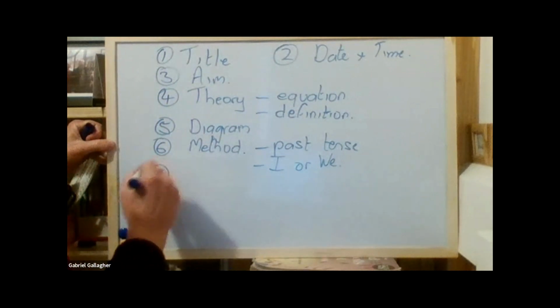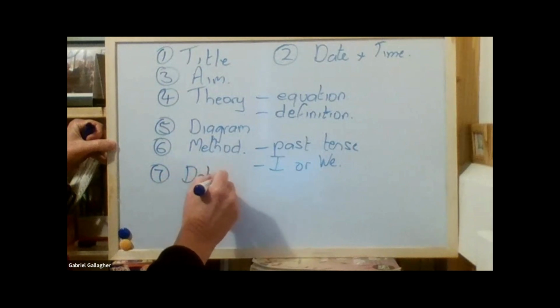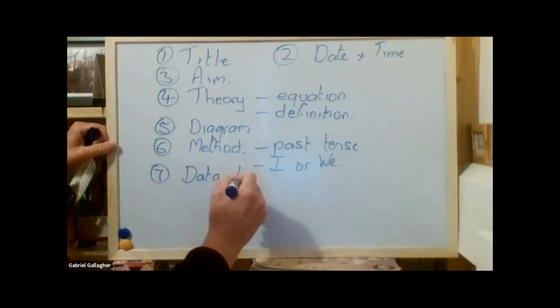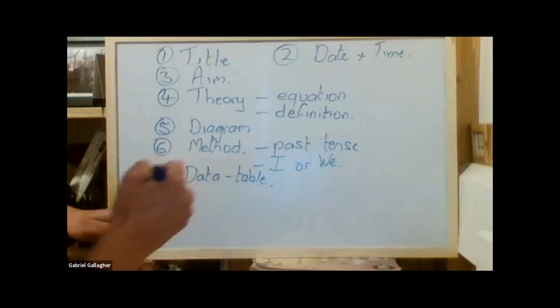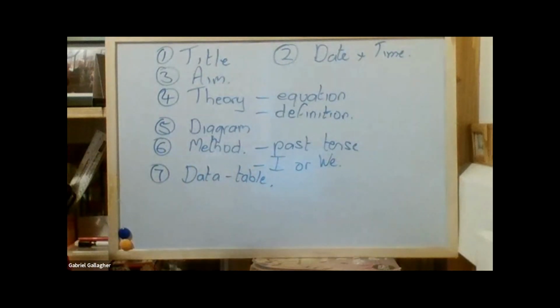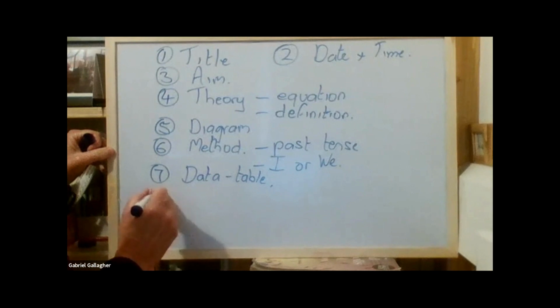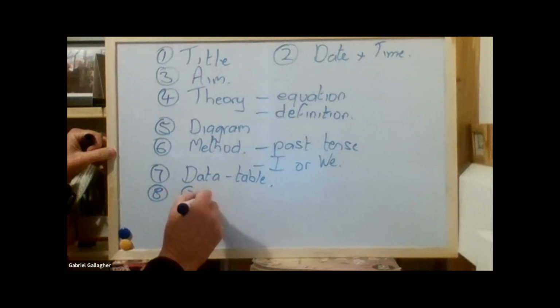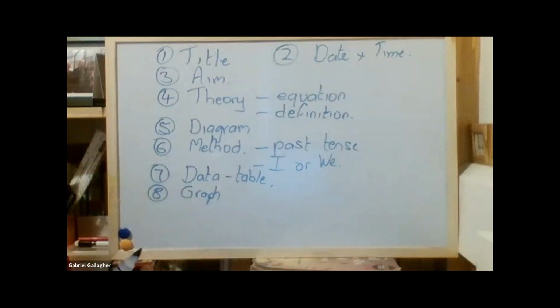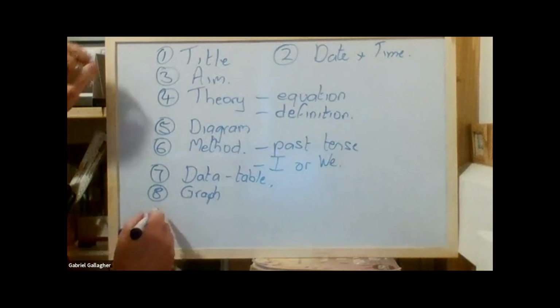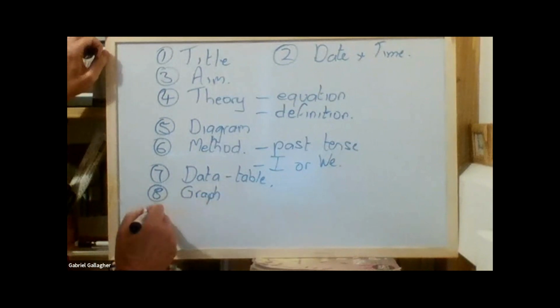Okay, 7, data. You're taking measurements. They'll be recorded and generally they'll be in the form of a table. Okay, you'll have this all done. The data will be done in the lab, so that you'll have that finished by the time you leave the lab. As I hope you'll have part 8 as well, the graph. Not every experiment contains a graph, but a number of them do. And again, it's not that difficult to produce. We'll come back to that.